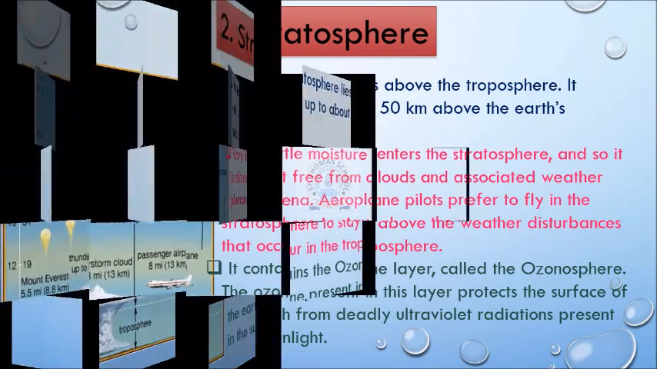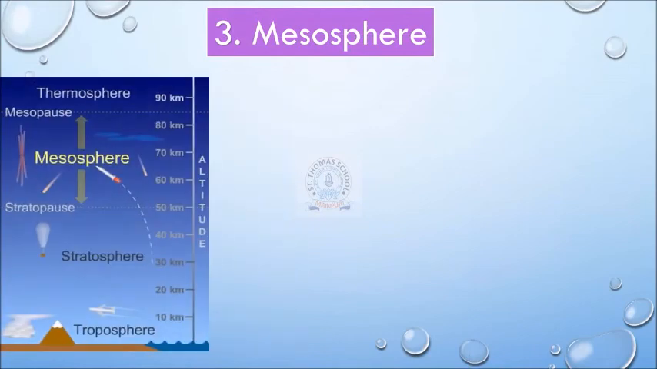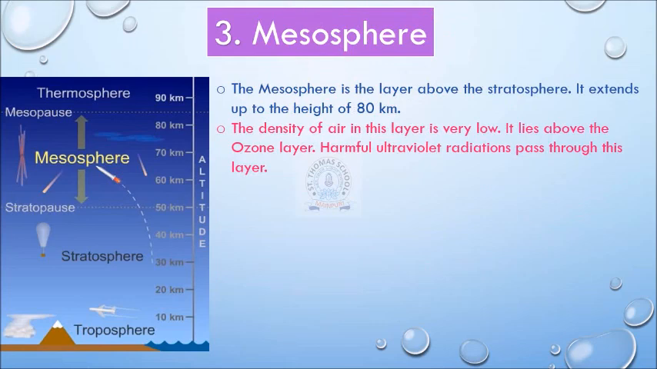The third layer that we are going to learn is the mesosphere. The mesosphere is the layer above the stratosphere. It extends up to the height of 80 kilometers. The density of air in this layer is very low. It lies above the ozone layer. Harmful ultraviolet radiations pass through this layer.